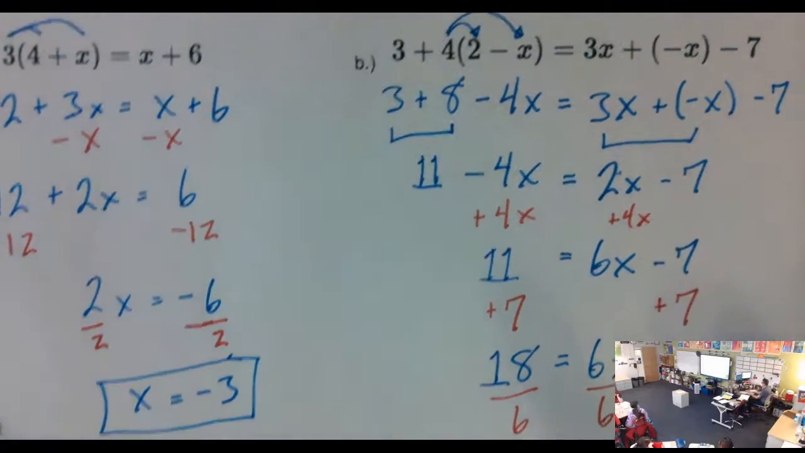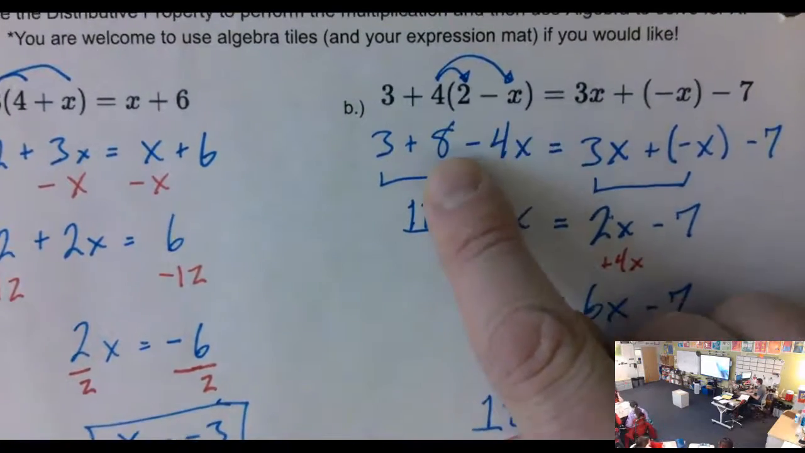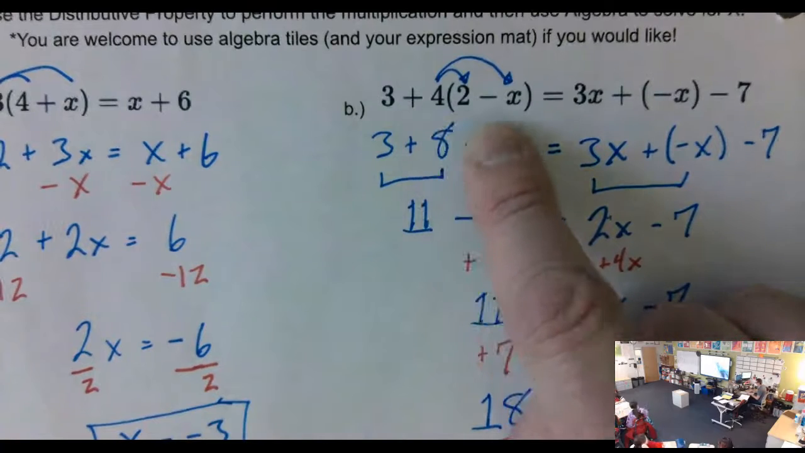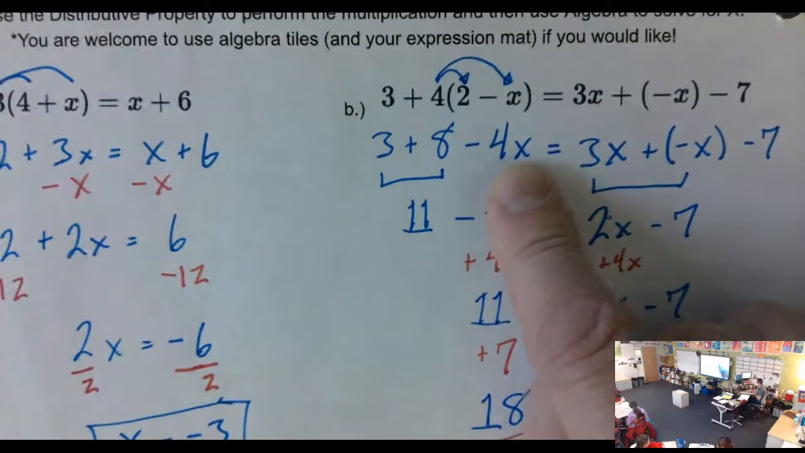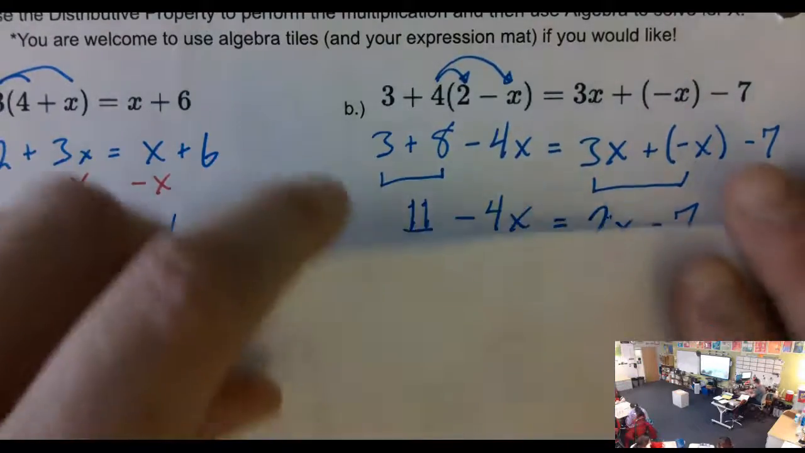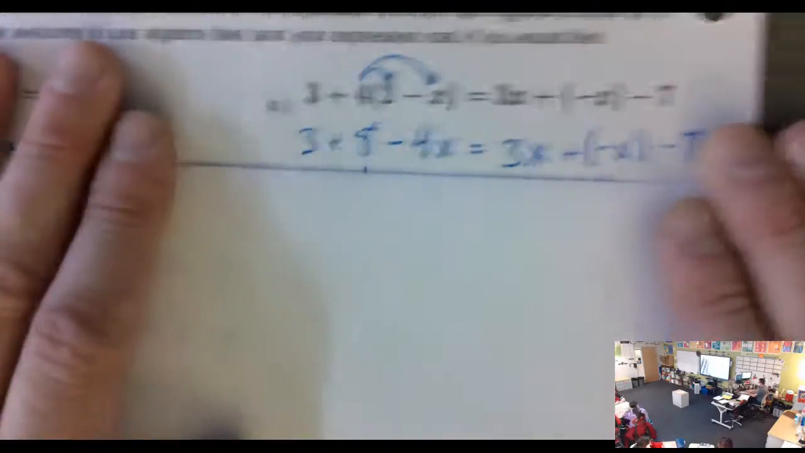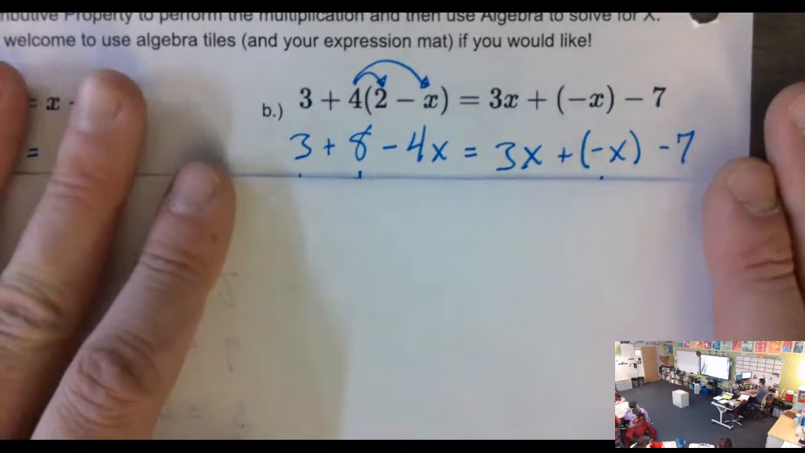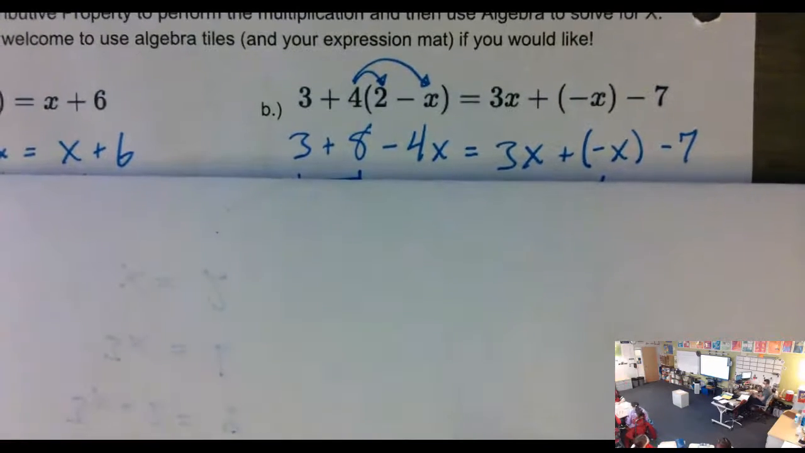We distribute, so 4 times 2 is 8. 4 times negative x is negative 4x, or you can say minus 4x. Guys, you've got to tell me right here, with everything I have covered up, only with what you can see, do you have questions of how I got that? I distributed the multiplication.